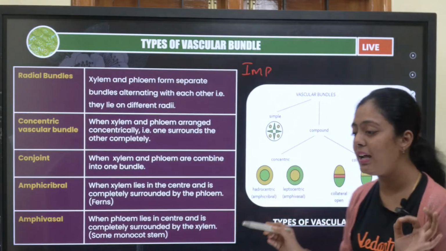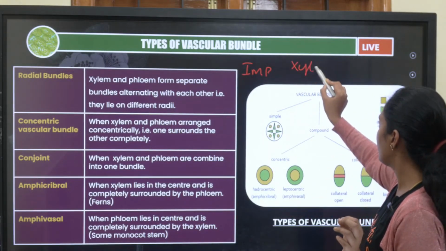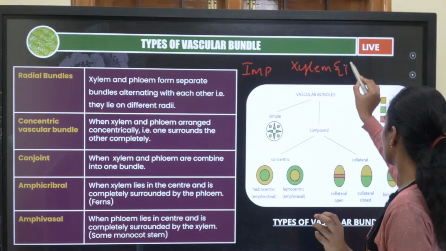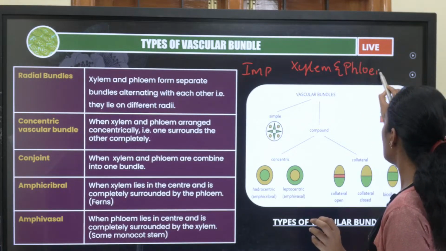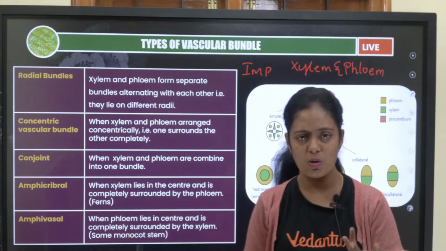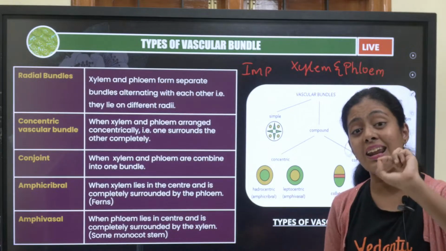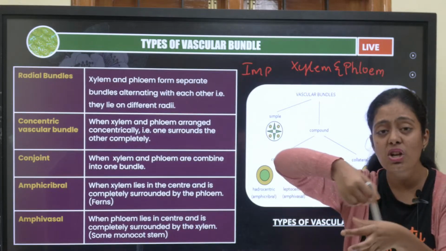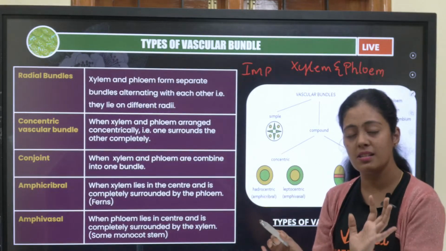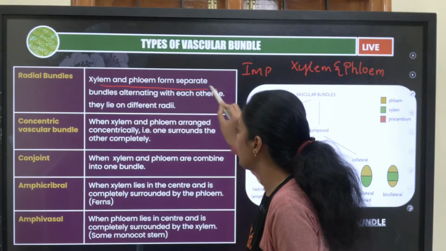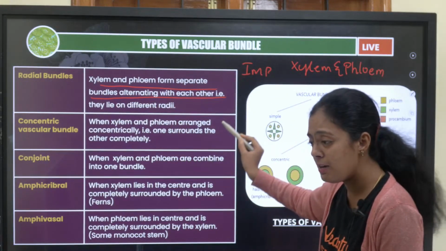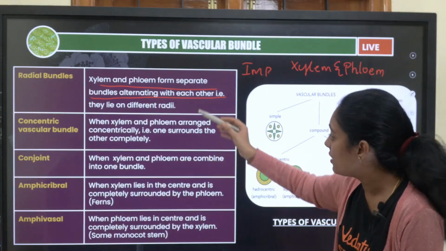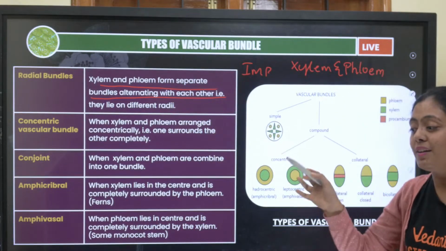So what is a vascular bundle, pasangla? Xylem and phloem. Okay, this is the third kind of tissue. We can even take it as vascular tissue. So they are arranged in radial bundles. What is a radial bundle, pasangla? They are arranged along the same radius. Okay, xylem and phloem form separate bundles alternating with each other. That is, they lie on different radii.